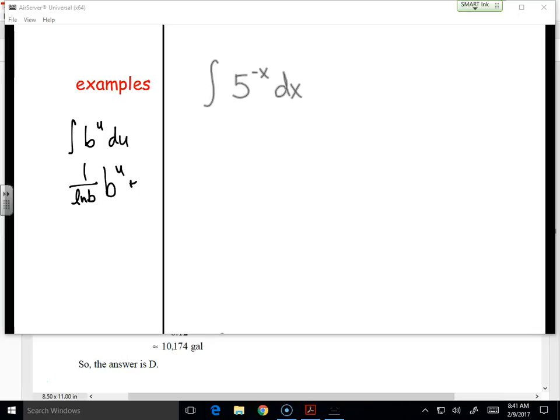That's the rule. So question, do I mind the 5? Should I mind the 5? Nah, he's no problem, he's a B. He's my base. But what do I need to be a little worried about? Got it, u. Who's du? Negative 1 dx, so who's dx?